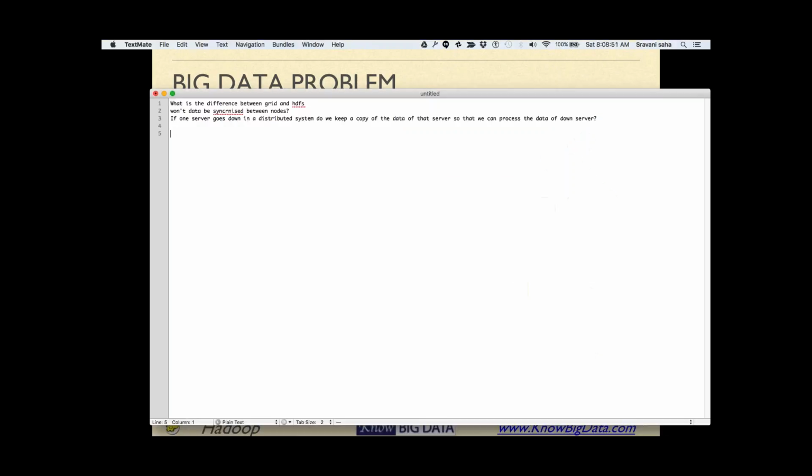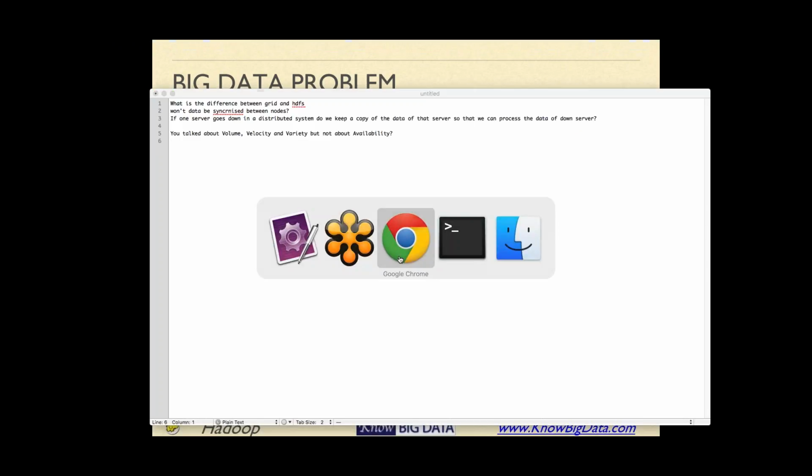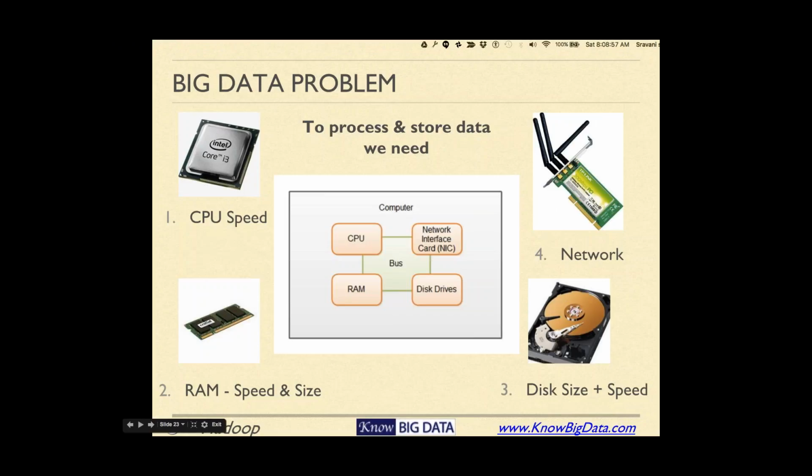Roshan is saying that you talked about volume, velocity, and variety, but not availability. Yes, availability could be another reason. Availability is generally considered as a backup. And in all of these distributed computing solutions, those are the criteria. We call them resilience. There are many terms for the same thing.